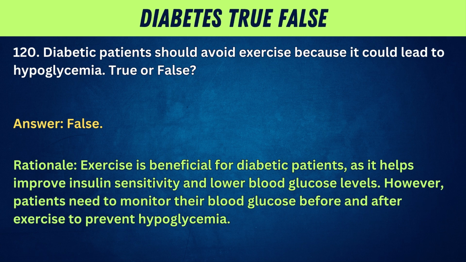120. Diabetic patients should avoid exercise because it could lead to hypoglycemia. True or false? Answer: false. Rationale: exercise is beneficial for diabetic patients as it helps improve insulin sensitivity and lower blood glucose levels. However, patients need to monitor their blood glucose before and after exercise to prevent hypoglycemia.